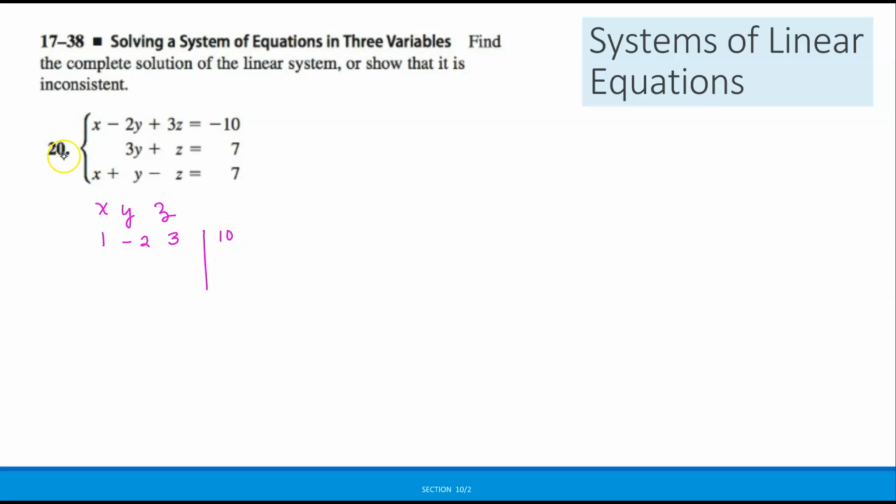Next, we'll look at the second row. When we have a variable missing, we just put in a 0. So that would be 0, 3, 1. That's equal to 7. Looks like I need a negative here. And then our last row would be 1, 1, -1, and 7. We should be able to go from the augmented matrix to our system, from our system to an augmented matrix, or any equation from our augmented matrix.